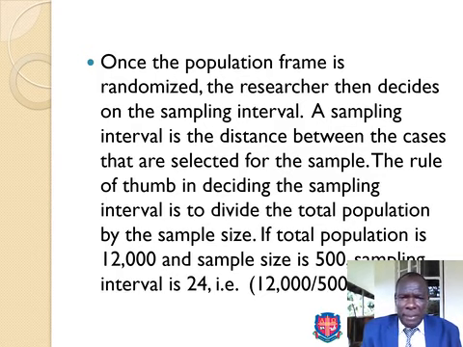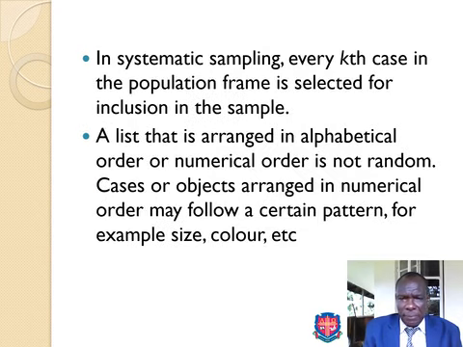The rule of thumb in deciding the sampling interval is to divide the total population by the sample size. If the total population is 12,000 and the sample size is 500, the sampling interval is 24, i.e. 12,000 divided by 500. And for that case, when you pick, for example, a number like 4 or 3, the next will be 27, followed by 50, 52 or something like that. The interval will be 24 in this case.